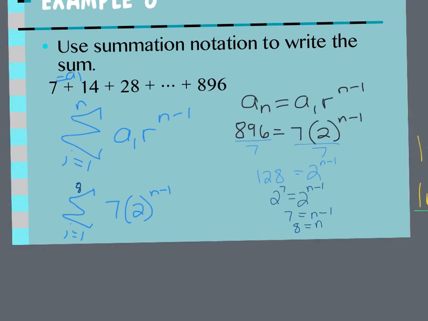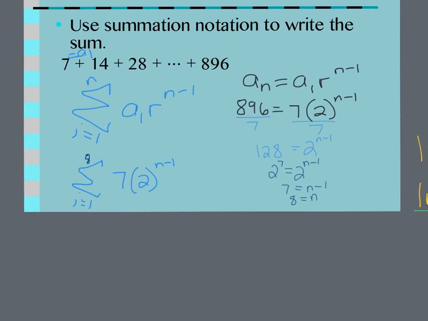All right, so now it said use summation notation to write the sum. I just got the summation notation, which is here. Now I need to find the actual sum. So the sum is a sub 1 times 1 minus r to the n over 1 minus r. A sub 1 we said was 7. 1 minus r, which is 2. N, which we said is 8, over 1 minus 2.